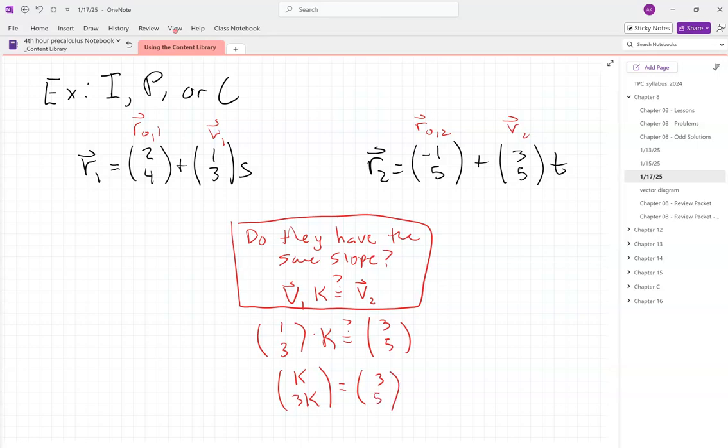Is everybody okay with that? I just scalar multiplied the k inside the vector. Hi, Edie. Okay. Kirsten, you're going home early.